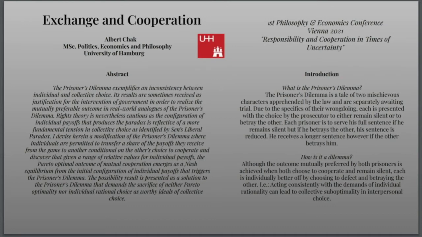I show in my research that if individuals of the prisoner's dilemma were allowed to transfer a share of the payoffs to the other conditional on the other's choice to cooperate, then there is a range of relative values for individual payoffs such that the Pareto optimal outcome of mutual cooperation coincides with the Nash equilibrium outcome of the game, despite the initial configuration of payoffs triggering the prisoner's dilemma.